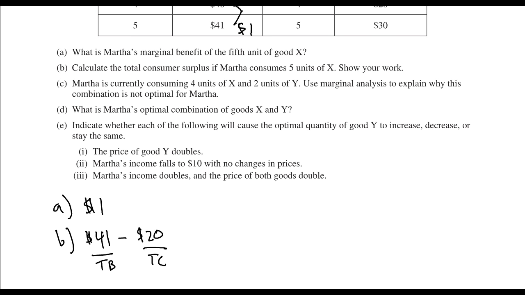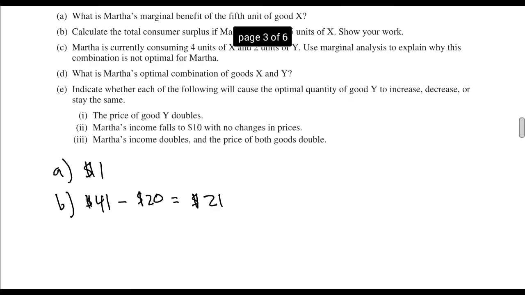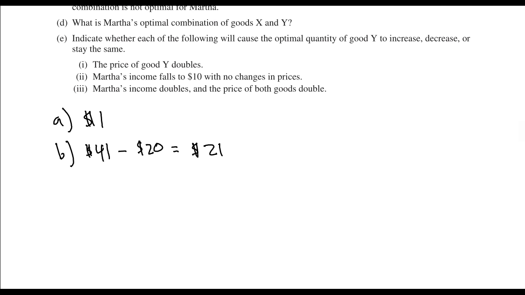Total benefit minus total cost is going to equal, let me erase that from my actual answer. Total benefit minus total cost is $21. That would be her total consumer surplus there. Ironically, that is not actually maximizing her surplus, but they don't ask about that, so let's move on.